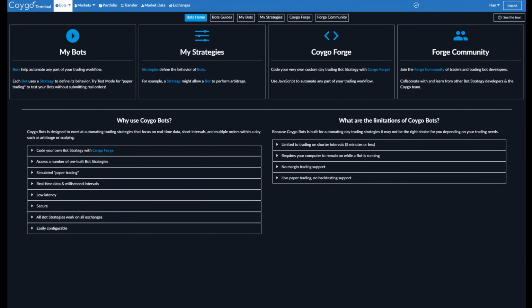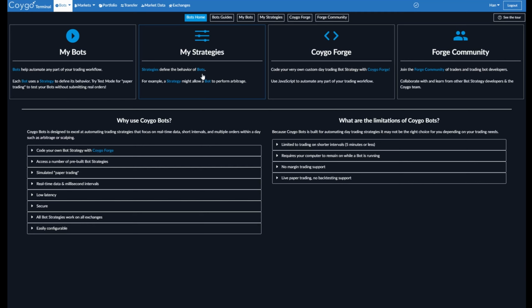Right now, we are on the bots home screen. So we can see My Bots. This will have a list of all trading bots that we've created. We have My Strategies. So each trading bot uses a strategy to define its behavior. The strategy tells the bot what to do. So we can see a list of all available strategies to us here.